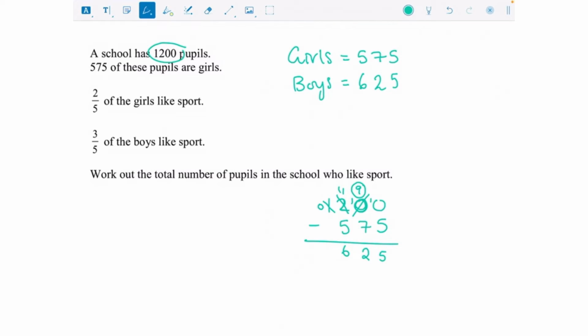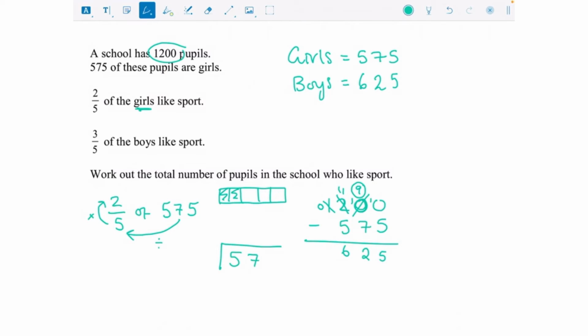Now, to do a fraction of a number, we divide by the bottom and times by the top. We want 2/5 of 575 because we want 2/5 of the girls. To do 575, and we want to get 2/5 of that number, we divide by the bottom and then times that answer by the top. So imagine you've got all the 575 students here, you're sharing it into 5 sections, and then you want 2 of them. So we're going to do 575 divided by 5.